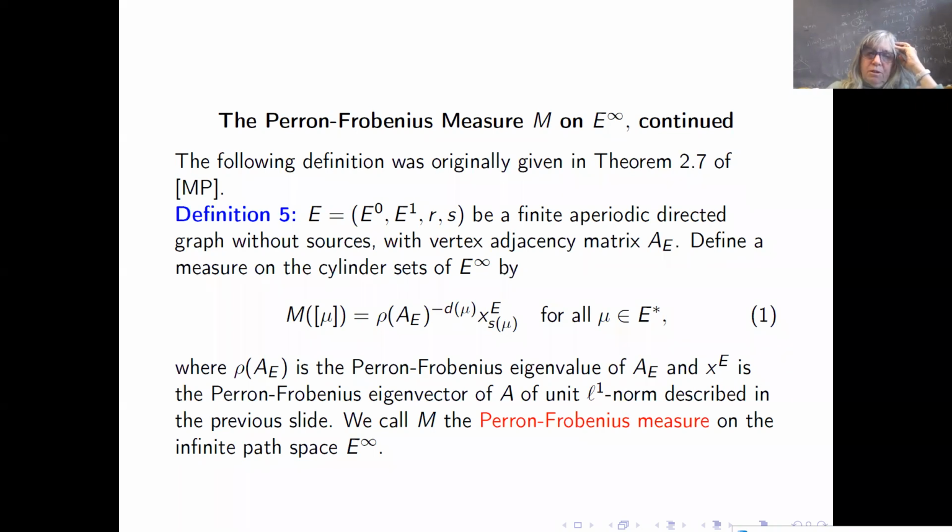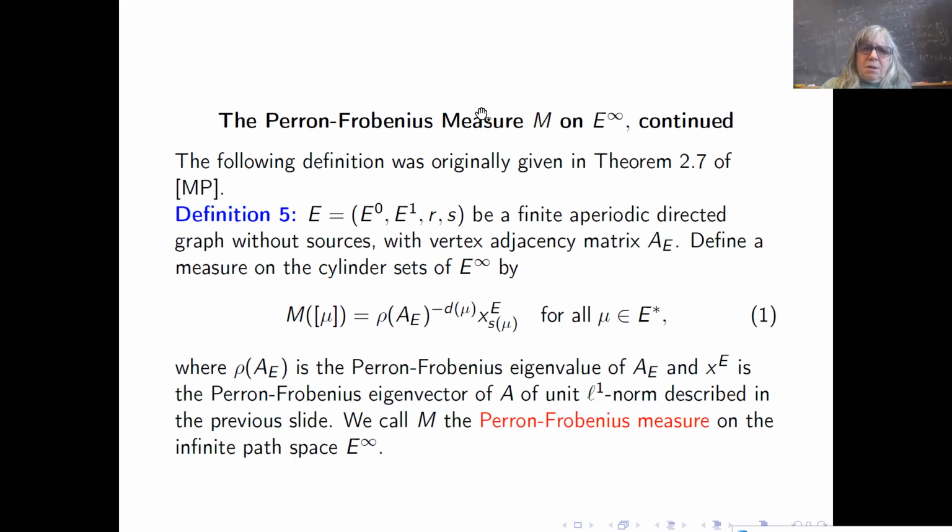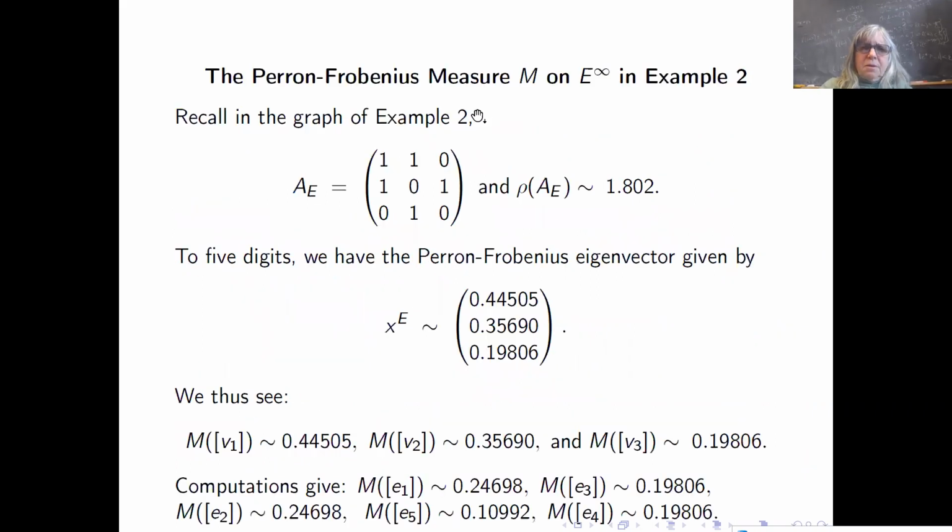This is called the Perron-Frobenius measure, and I guess the reason it has a capital M rather than a mu is that the mu's were reserved for paths by the powers that be, and then when they wanted to have a measure, all they were left with were these Roman letters. Let's talk about, I think I skipped something here, this is okay.